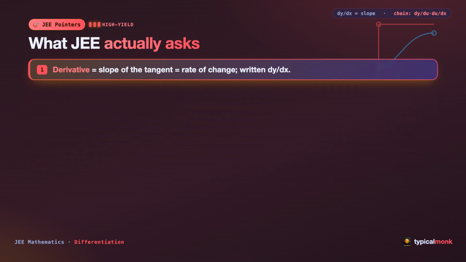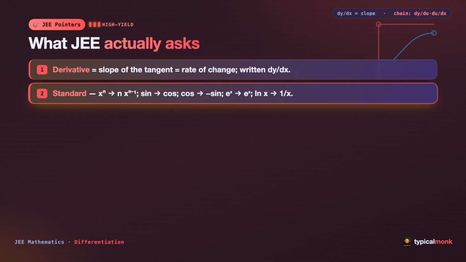Now what JEE actually asks. 5 pointers. 1. The derivative is the slope of the tangent and the rate of change, written dy by dx. 2. The standard forms, x to the n gives n x to the n minus 1.